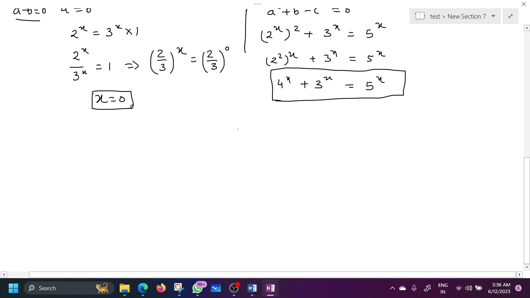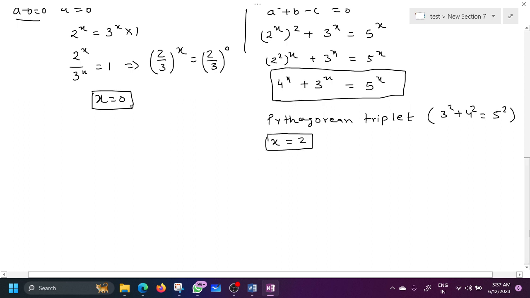So let's talk about these values of x that will satisfy this equation, the real values of x. Okay, so first value is obvious because it is a Pythagorean triplet. It has the property that 3 square plus 4 square is equal to 5 square. So x equal to 2 is a solution. One more solution we got, which is x equal to 2. Now let us check, do we have more solutions or not?